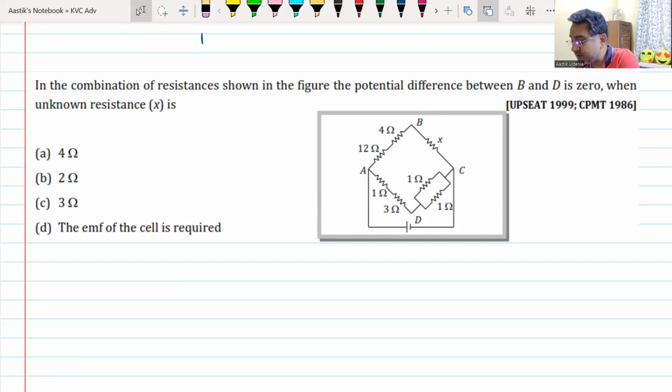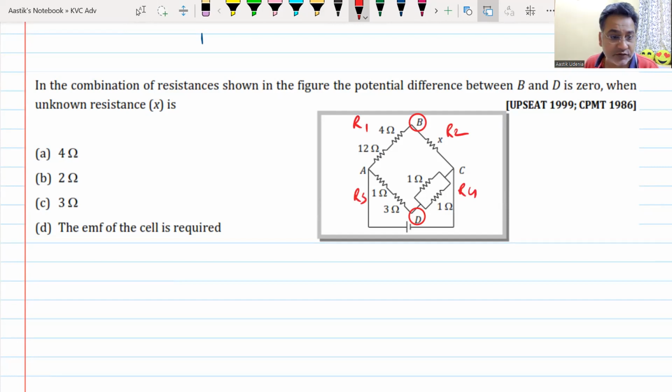Answer is option B, 2 ohms. How are you supposed to get this? If the potential difference between these 2 points should be 0, what does that mean? Wheatstone bridge. So if I call these R1, R2, R3, R4, R1 by R2 should be equal to R3 by R4.